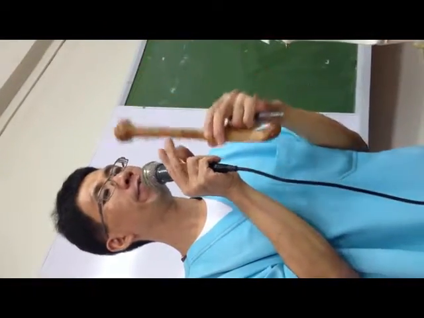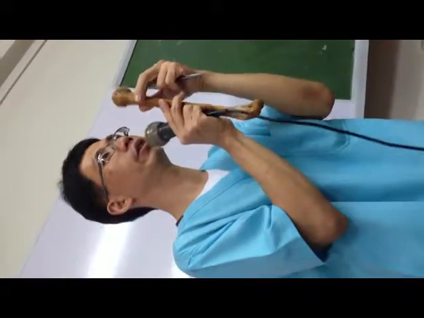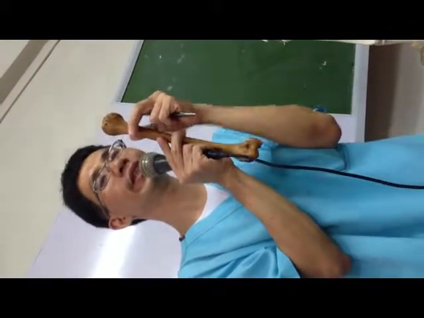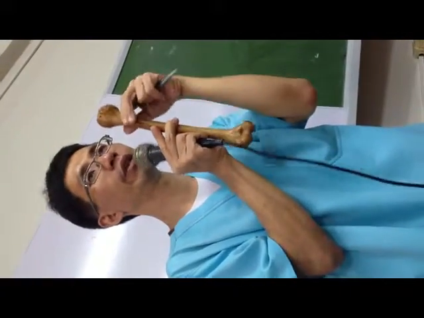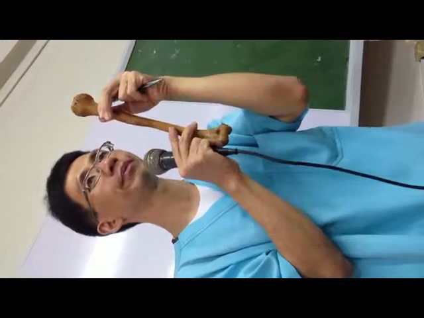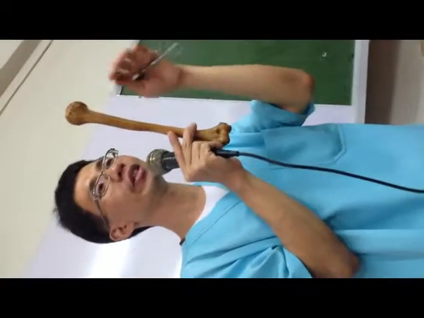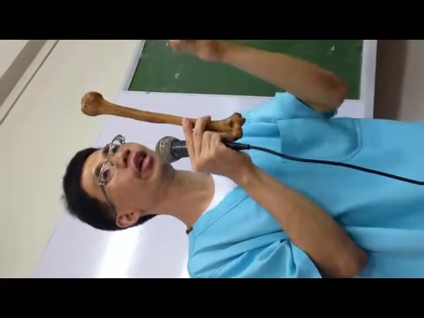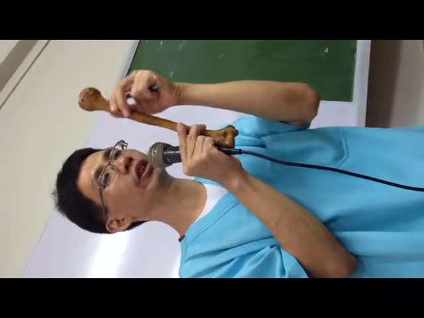Okay, then below the tubercles, this portion here, we call the surgical neck of the humerus. Why surgical neck? Because this is a part of the humerus that would usually undergo surgery, because most commonly the fracture occurs here.